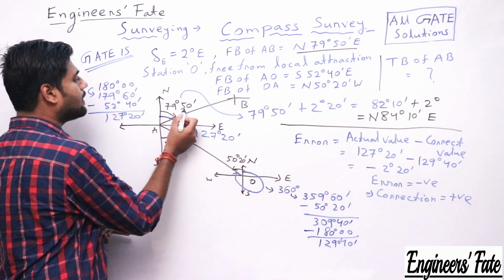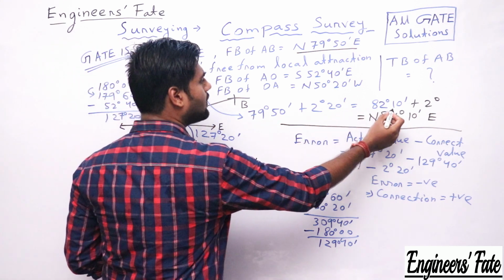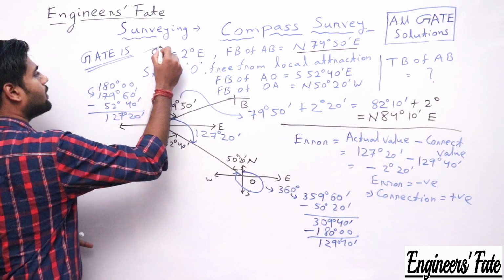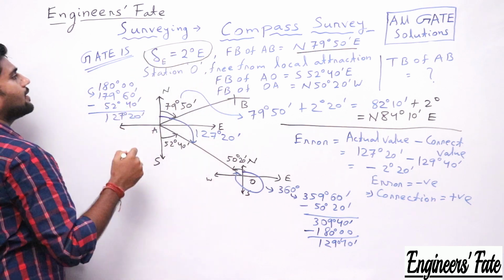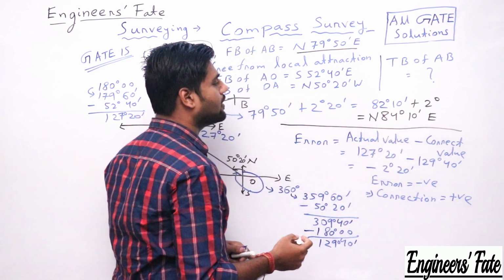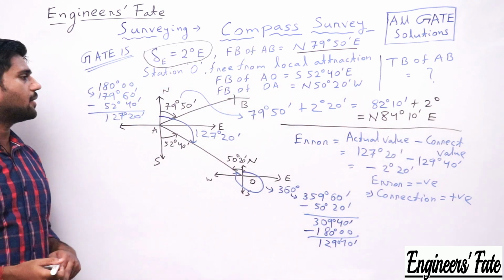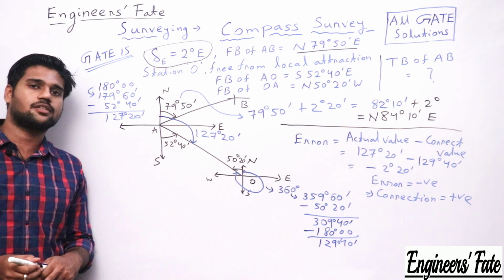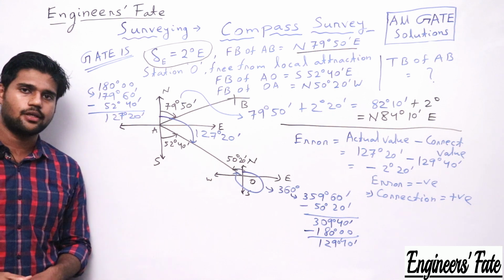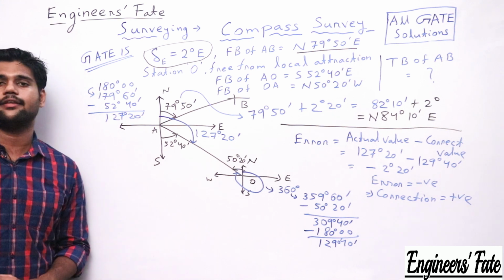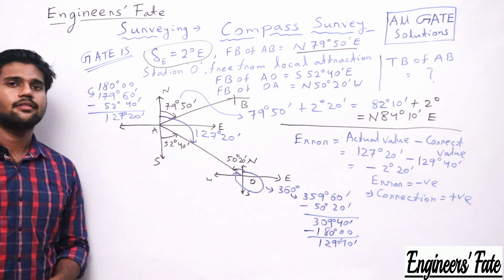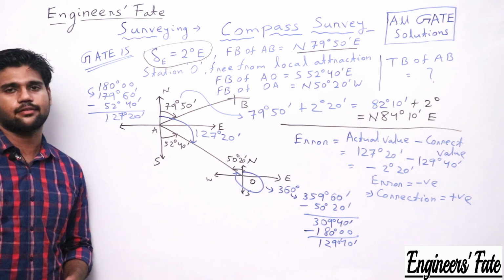So 79 degree 50 minute plus 2 degree 20 minute is 82 degree 10 minute. Now previously he has given the eastern declination as 2 degree east. Now I have to add plus 2 degree. So the final answer will be 84 degree 10 minute. So I hope you have understood this question. So please note it down and try to solve the next question. And the next question is a very easy question. I hope you have understood this thing.